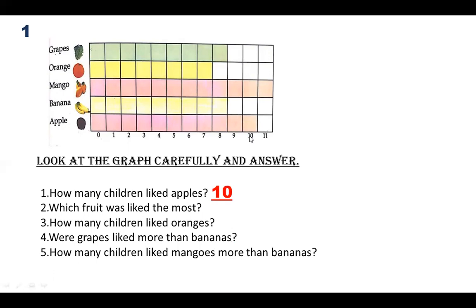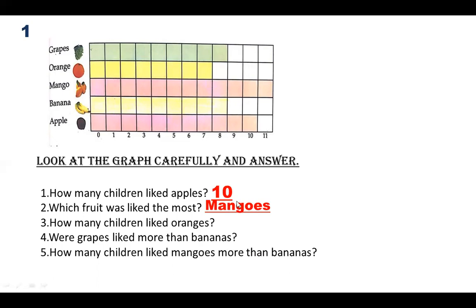Which fruit was liked the most? Which one? Here, this is the last one. Yes. So 11 children love mangoes. Which fruit was liked the most? The name of the fruit is mango. Okay, which fruit was liked the most is mangoes.